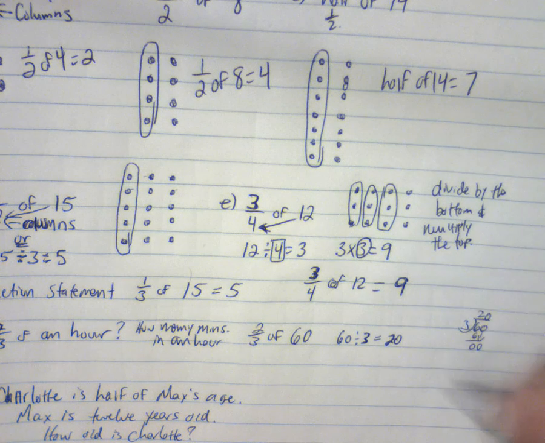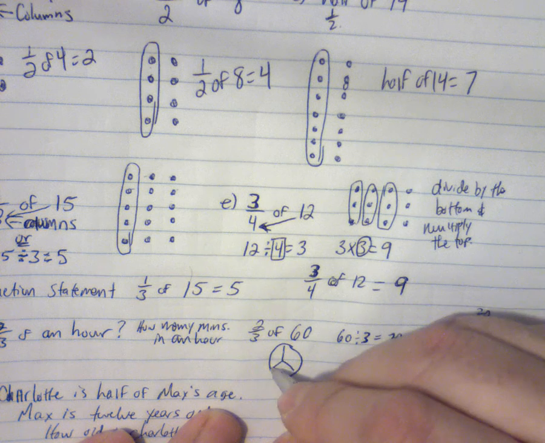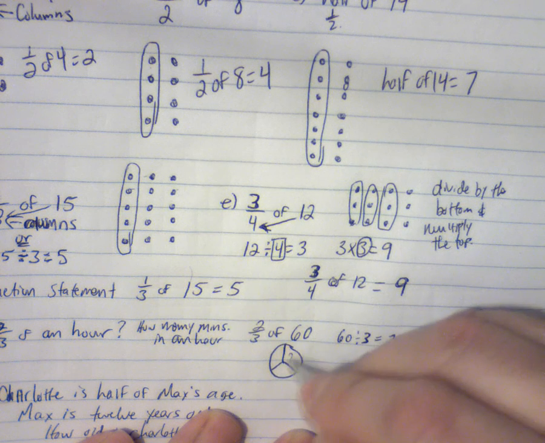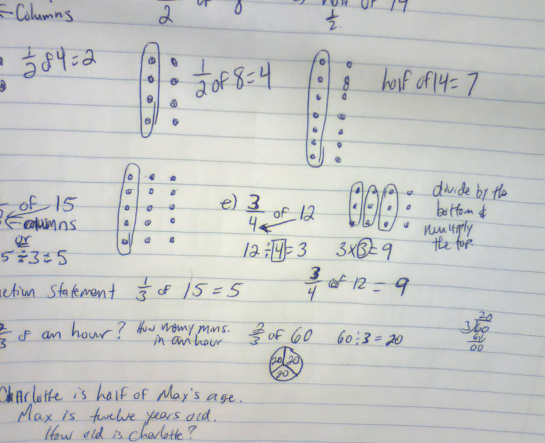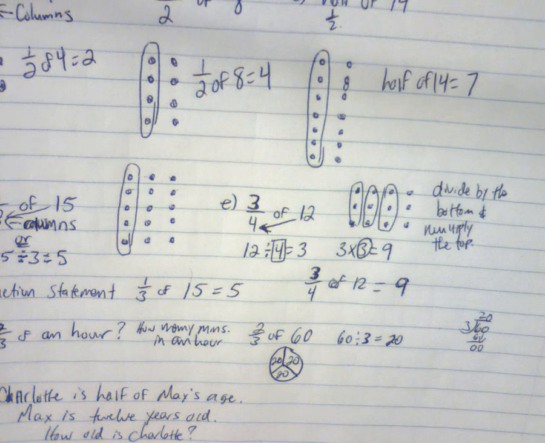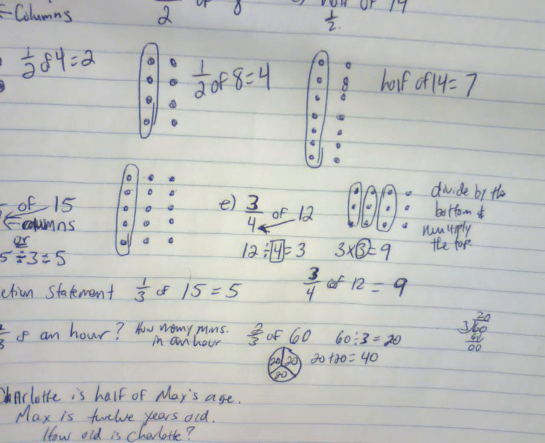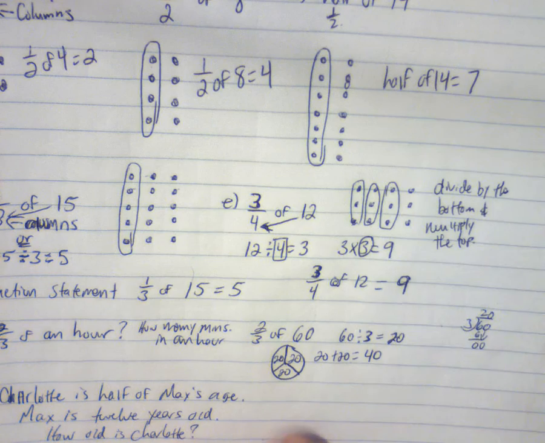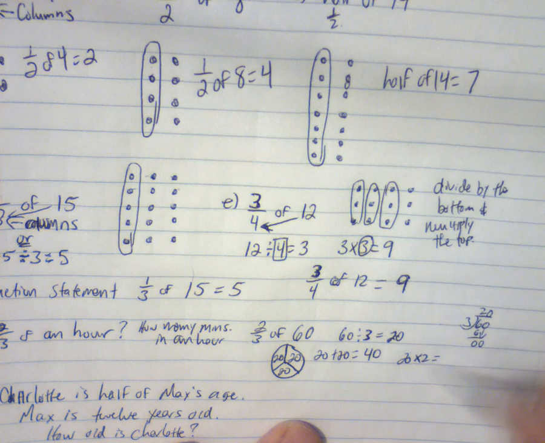So what I can do is draw a little bit of a pie here. Pretend that's my clock, right? So this is 20, this is 20, and this is 20. Now, what is 2/3 going to be? Well, 1, 2. I can add those together, 20 plus 20. It's going to give us 40. Or I can do 20 times 2. Well, 2 times 0 is 0. 2 times 2 is 4, so 40.